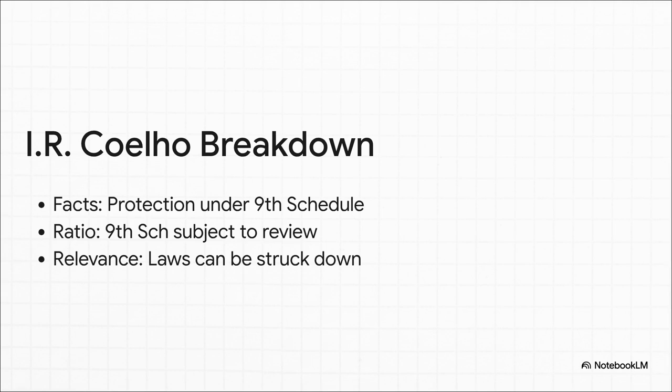Ratio decidendi, the Supreme Court decisively ruled that placing a law in the 9th Schedule does not provide blanket immunity. Laws placed there after April 24, 1973 are absolutely subject to judicial review if they violate the basic structure. The relevance, such laws can and will be struck down. By connecting the 9th Schedule back to the basic structure doctrine, you show the KSELU examiner a masterful conceptual grasp of how these constitutional provisions interconnect.